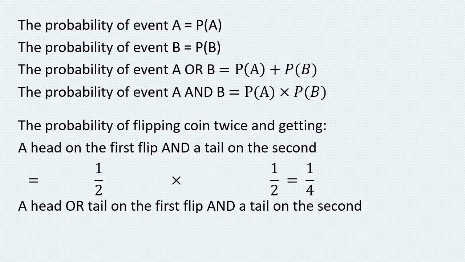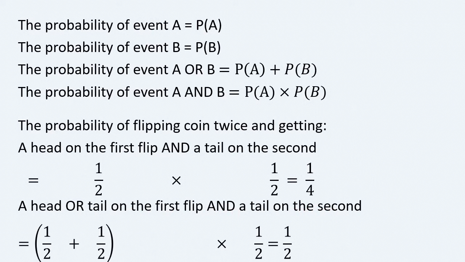In contrast to this, what is the probability of getting a head or a tail on the first flip and a tail on the second flip? A head on the first flip is half, or a tail on the first flip, or means that we add the probabilities. This is another half, so it's half plus half, and then we add an extra condition in saying and a tail on the second flip. That means that we multiply by the probability of a tail on the second flip, which is a half. So if we work out these calculations, half plus half all multiplied by half, of course half plus half is 1, multiplied by half gives us a final probability of half.